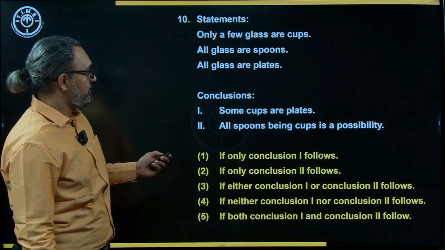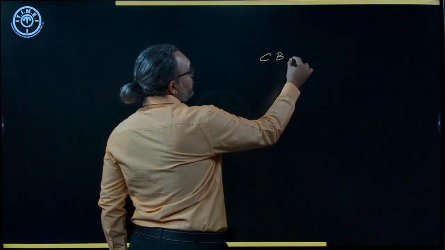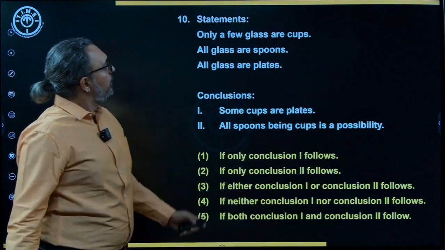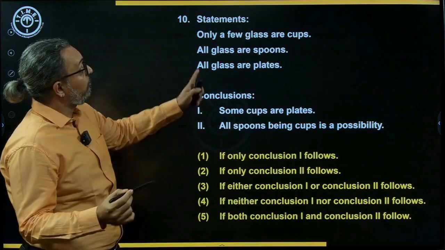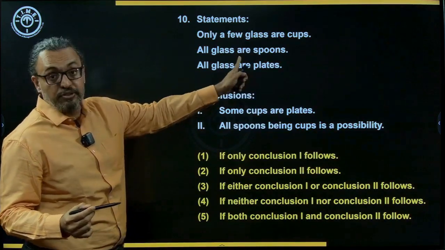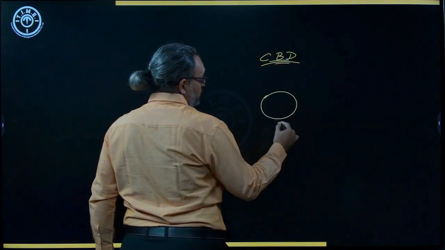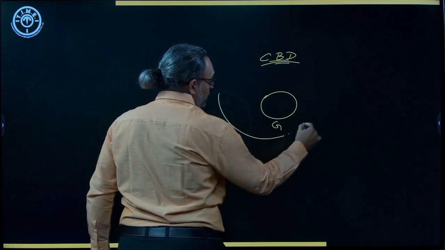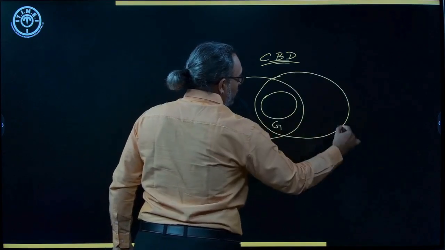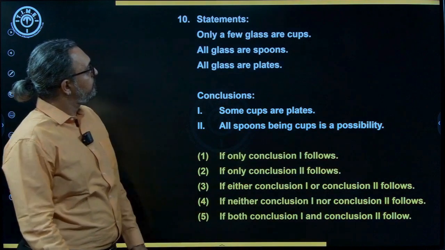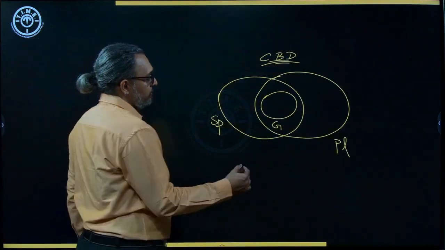Next. Let's draw the combined diagram again. Only a few glass are cups. We have all glass are spoons, all glass are plates. First, let us draw this. All glass are spoons, all glass are plates. So this is glass. All glass are spoon. All glass are plate. Spoon, plate, cup. Only a few glass are cups. Okay, so like this.